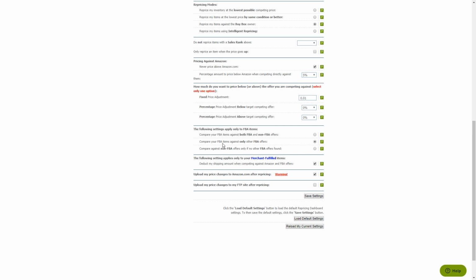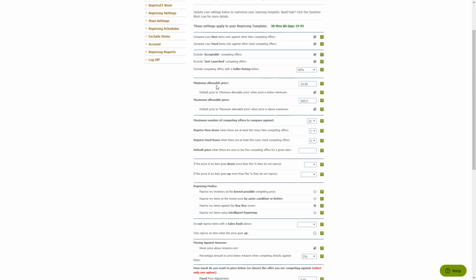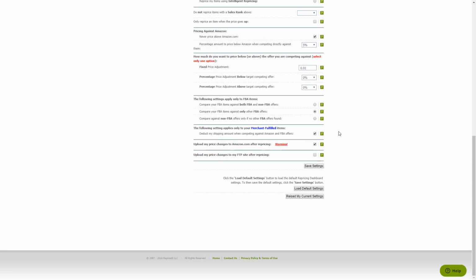And then right here, just compare only your FBA items against other FBA offers. Again, I don't think this works that well, because I have seen it where my items repriced against merchant fulfilled, but that's only if there's no FBA offers. Like if it can't see an FBA offer, then it does that. Which is why I have the minimum allowance price, because even if it does sell, I definitely don't want it to sell too cheap. And yeah, you want that checked. That should be automatically checked.